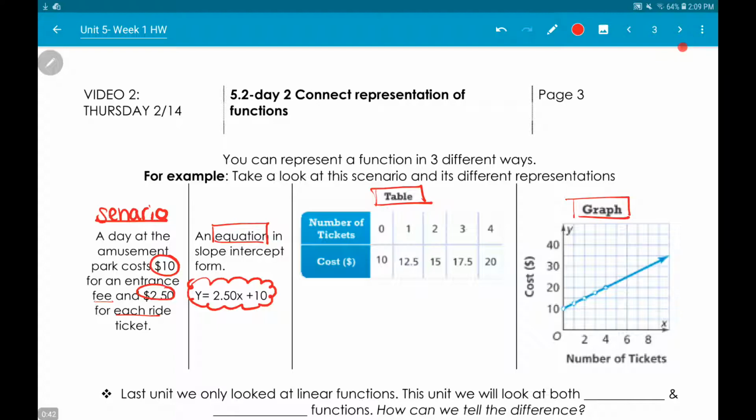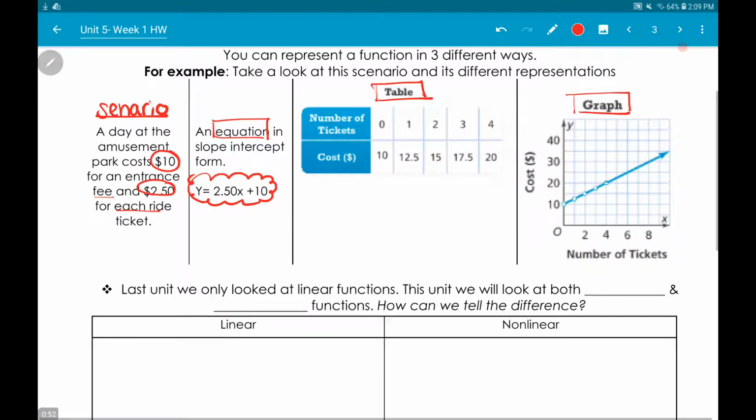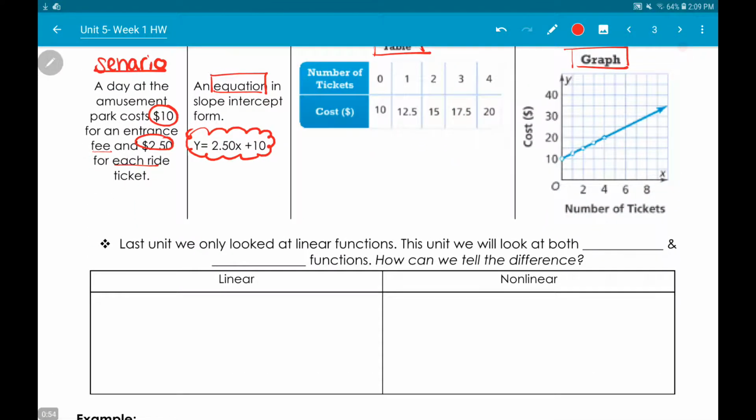Over the course of the rest of this unit, we are going to be looking at functions not only through those mapping diagrams and the tables, but we are going to look at them all of these different ways. Last unit, we zoomed in and only looked at linear functions. This unit, we're going to look at both linear functions and nonlinear functions.